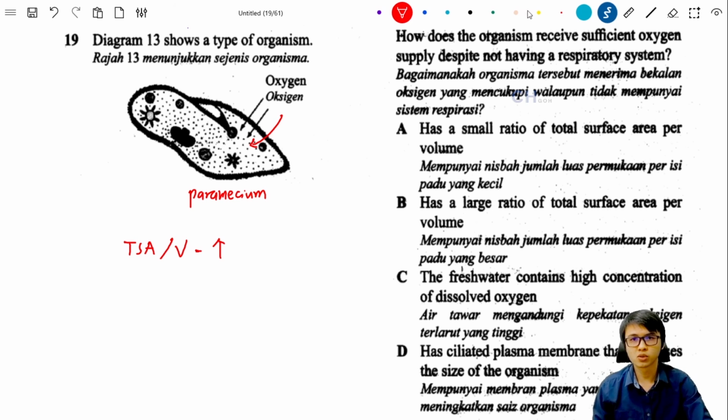So let's look at the options. Option A has a small ratio, which is the wrong one. So answer A is not the correct answer. Has a large ratio of total surface area per volume. So this is the answer.